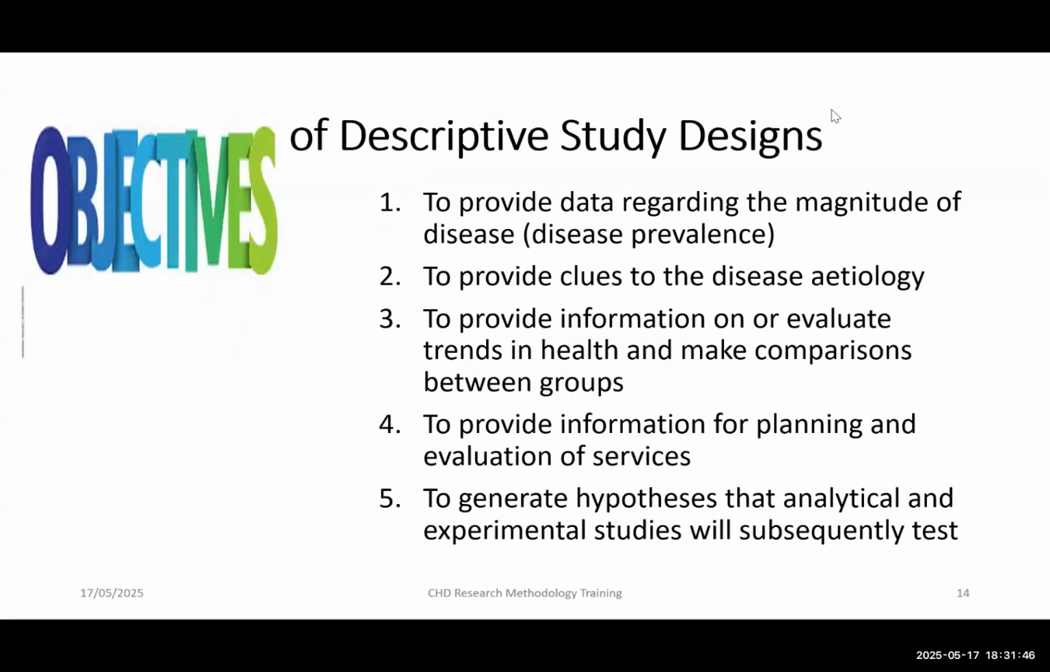The objective of a descriptive study is to provide data regarding the size or magnitude of the disease, which is what we call the prevalence. A descriptive study also helps provide clues to the disease etiology. You might be able to say that this seems to be more common among old people than young people. Is this something that started when they were young, due to an exposure, that over time now results in this disease?